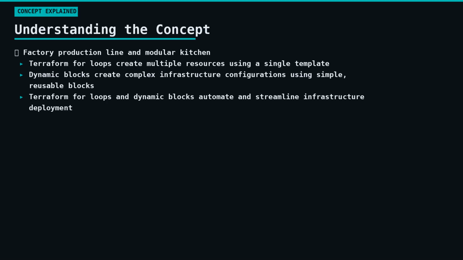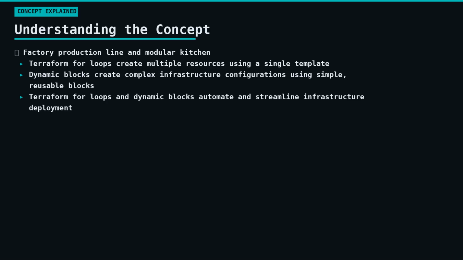Terraform for Loops are like a recipe book that allows you to create multiple resources, such as virtual machines or databases, using a single template. This is similar to a factory production line, where you can produce multiple products using the same machine. Dynamic blocks, on the other hand, are like a modular kitchen, where you can add or remove modules, such as a toaster or a blender, as needed. This allows you to create complex infrastructure configurations using simple, reusable blocks.